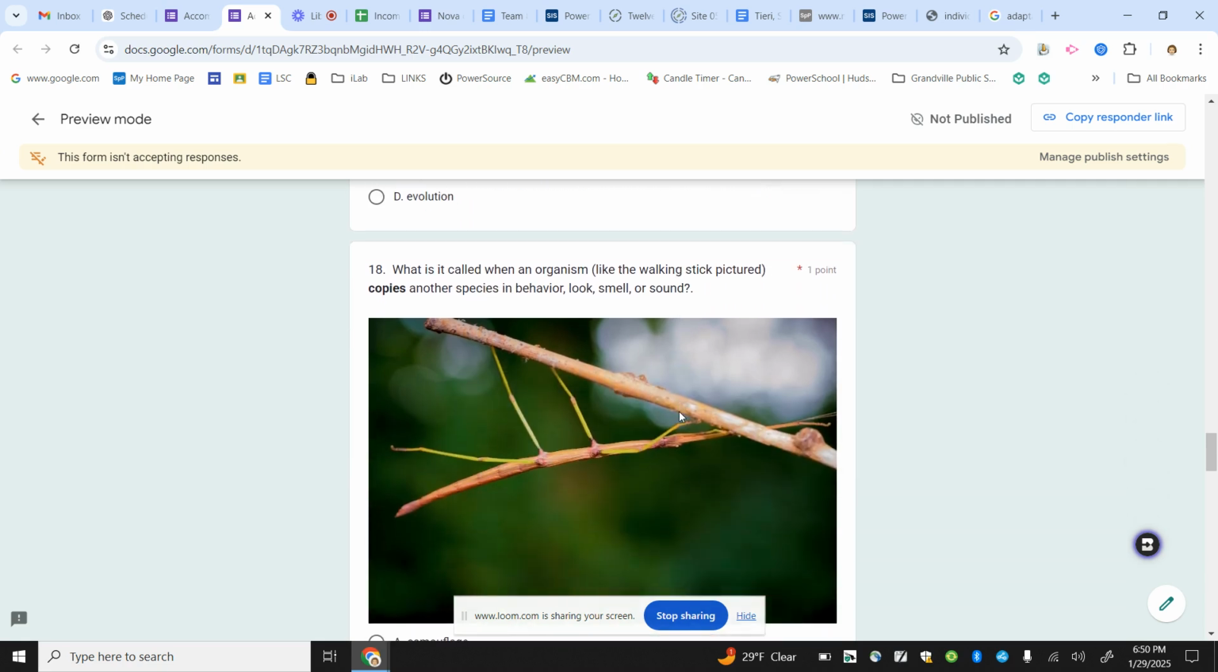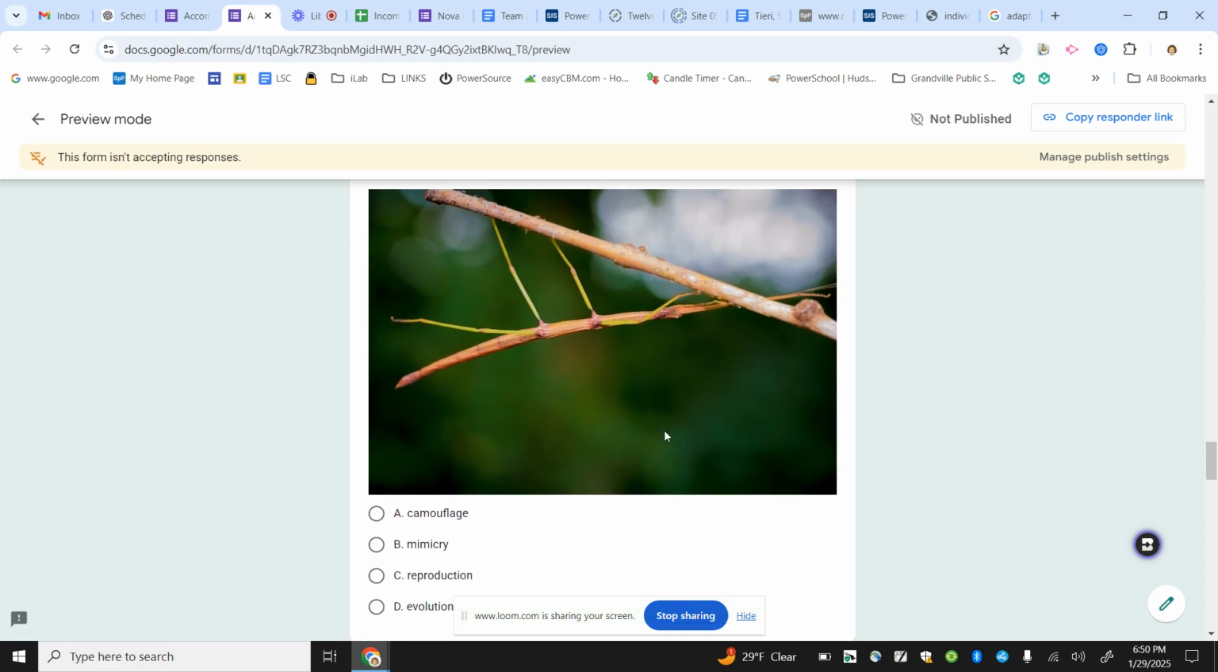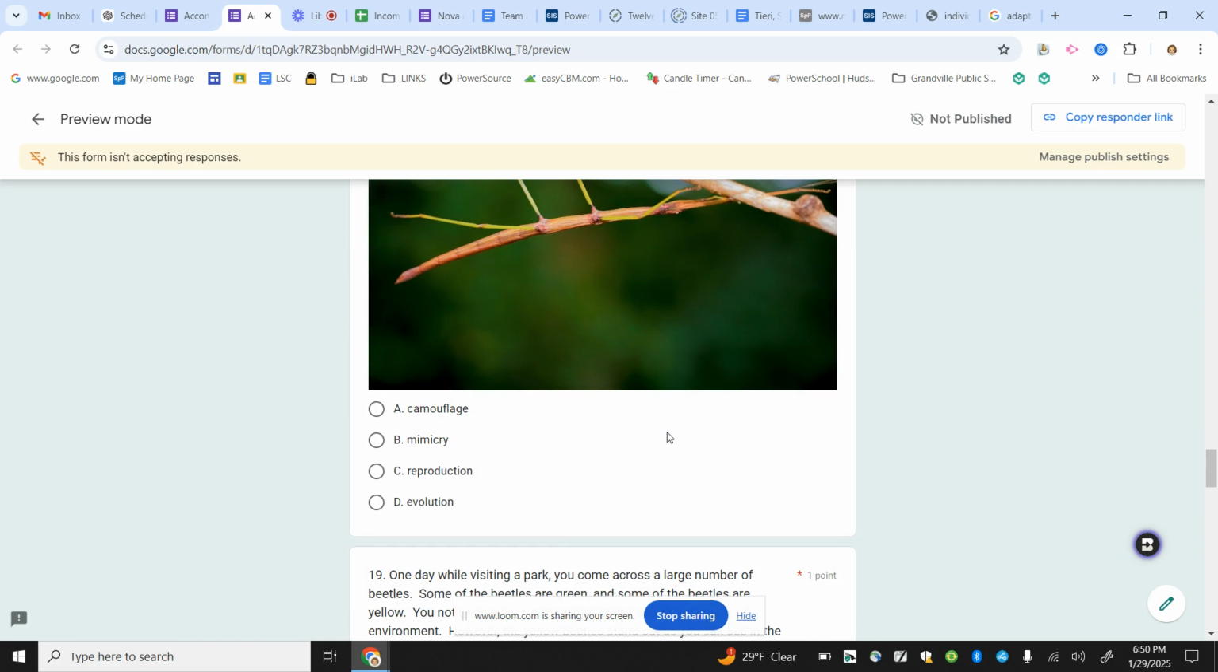Number 18. What is it called when an organism, like the walking stick pictured, copies another species in behavior, look, smell, or sound? A. Camouflage. B. Mimicry. C. Reproduction. D. Evolution.